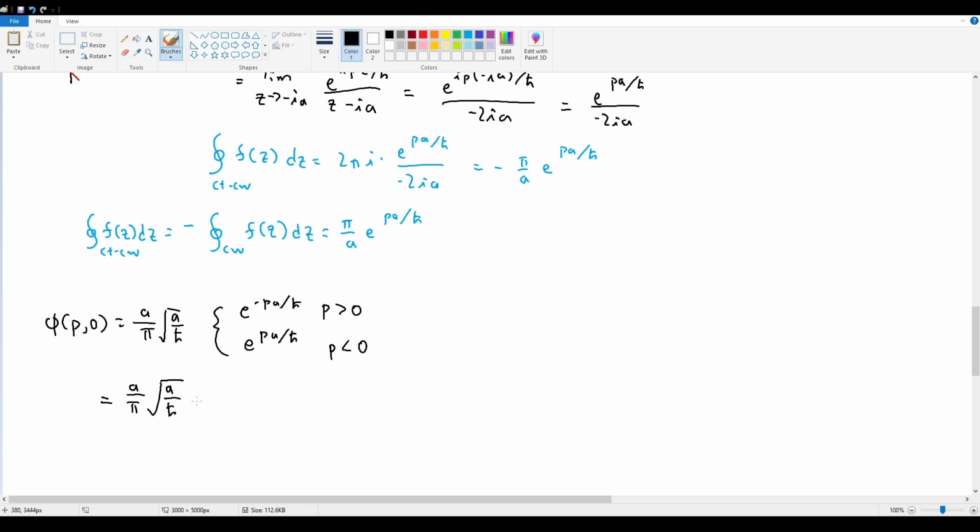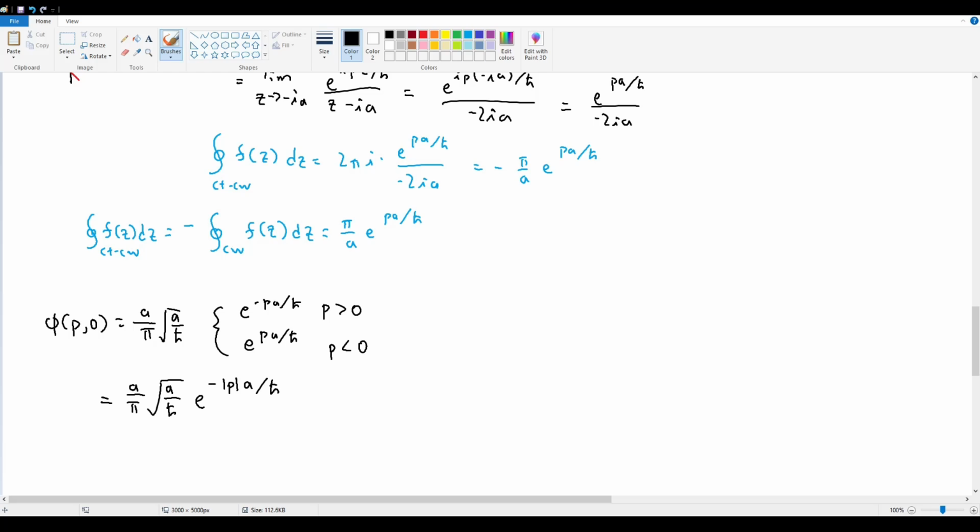And now we can just do e to the negative magnitude p a divided by h bar. Because if I do this now, regardless of whether p is positive or negative, it's always going to be positive here, and I have the negative sign at the front, conserving the negativity of the exponent. And that is our phi.